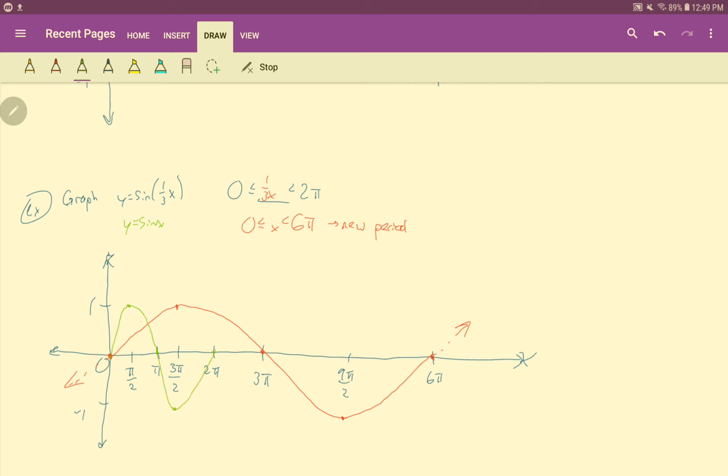Okay, like that. So again, you can see that that 1/3 x there resulted in a horizontal stretch of 3 times. Instead of ending at 2 pi, the wave ends at 6 pi. It still starts at 0 because 0 times 3 is still 0. Instead of peaking at pi over 2, it peaks 3 times that amount later, at 3 pi over 2. Instead of bottoming out at 3 pi over 2, it bottoms out 3 times further, at 9 pi over 2. Okay, and that kind of thing.